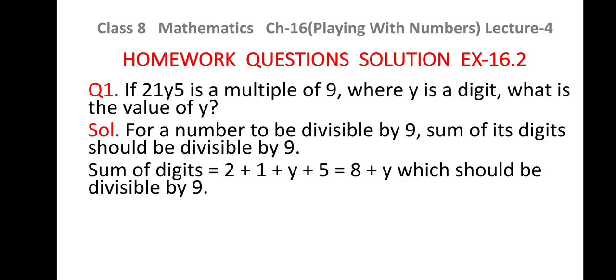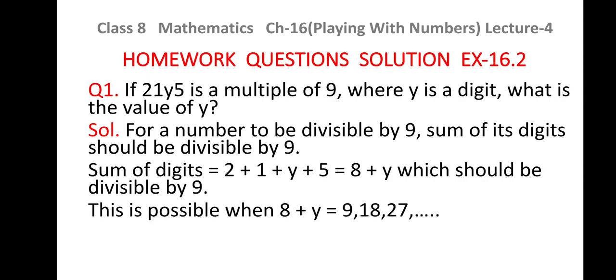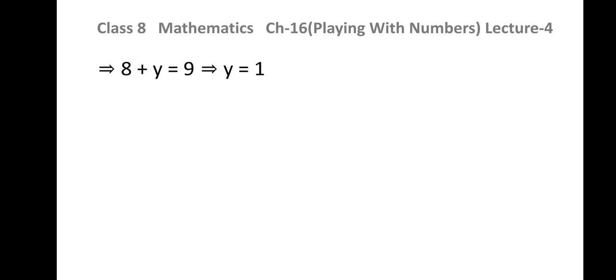So I need to take that value of y such that if I add it to 8, the sum should be divisible by 9. This is possible when 8 plus y is equal to a multiple of 9. So it can be 9, 18, 27, likewise. So putting 8 plus y equal to 9, which is what we want, y is equal to 1.